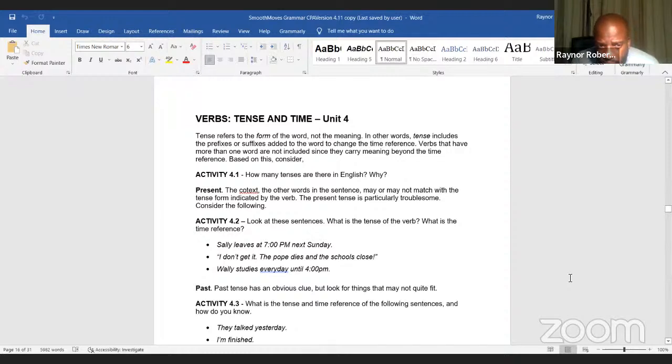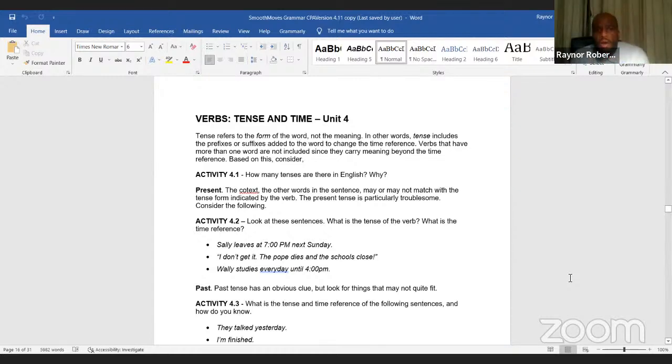Wiley studies every day until 4 p.m. What's going on here? We have a continuous present verb, studies, and we have a description of that activity, which is ongoing from the past all the way into the future.